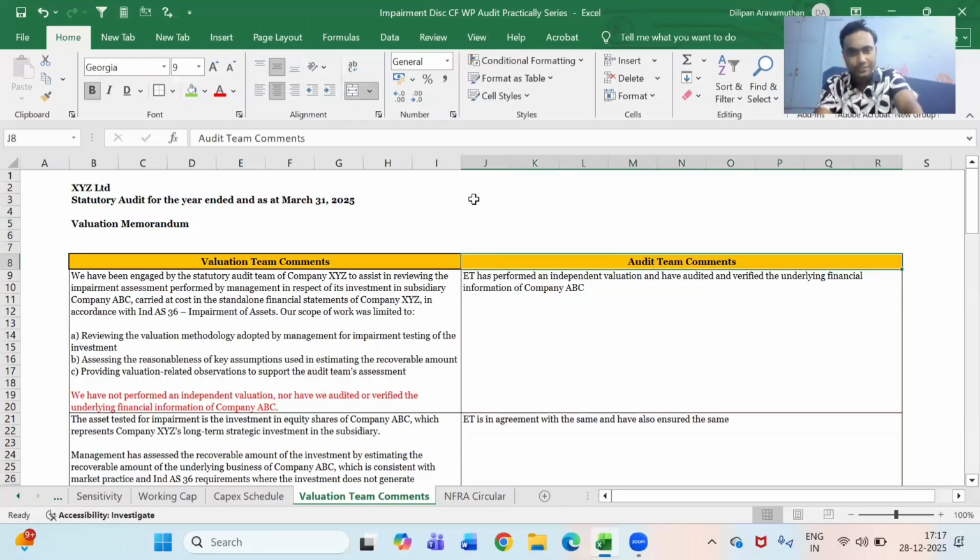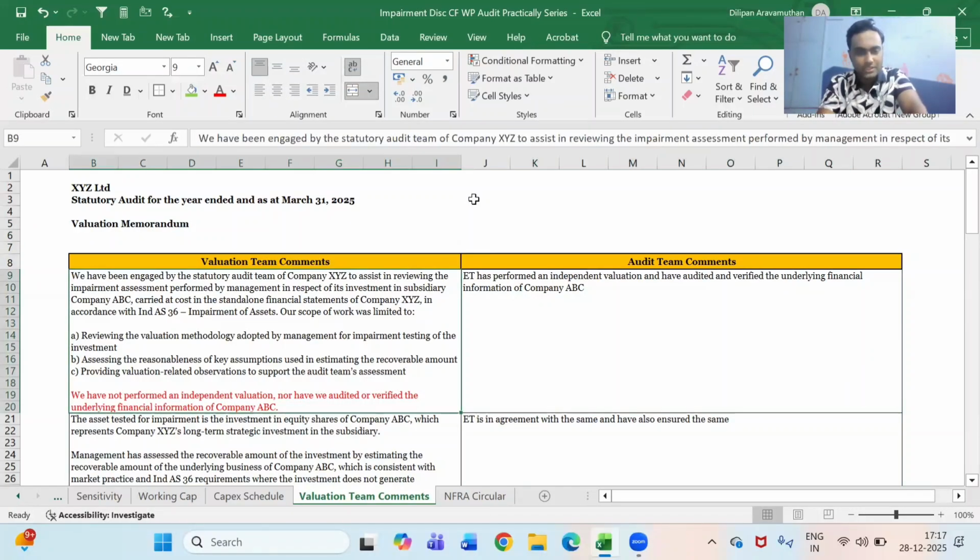I hope that is very clear, guys. So let's just look at some of the points which the valuation team usually gives. For example, "we've been engaged to assist in reviewing the impairment assessment, and our scope of work was limited to reviewing the valuation methodology adopted by the management, assessing the reasonableness of key assumptions, providing valuation related observations."